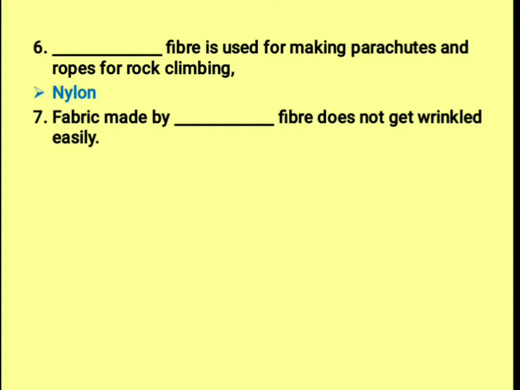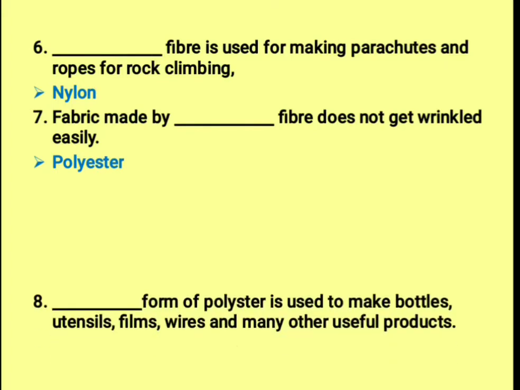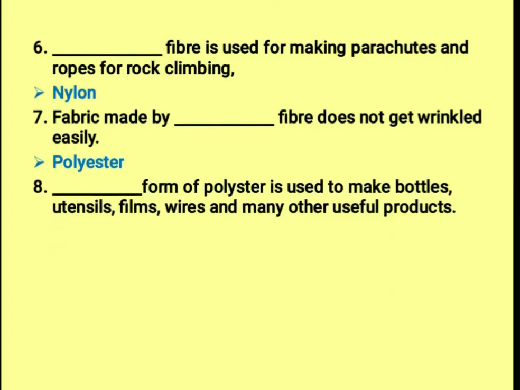Fabric made by dash fiber does not get wrinkled easily. It is a synthetic fiber and it does not get wrinkled. Wrinkled means there is a need for ironing, so it won't get wrinkled, which means it doesn't create any folds. So which is that fiber? That is your polyester. Next question.